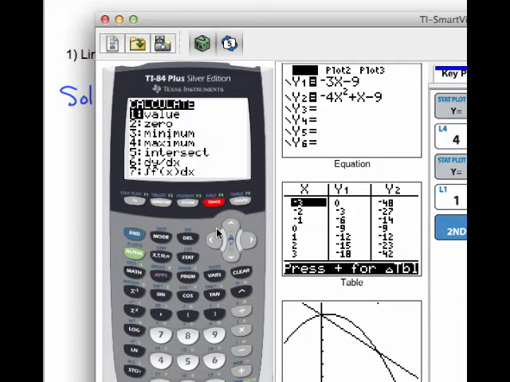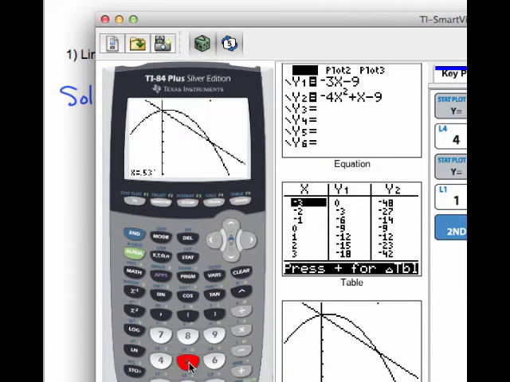Second function trace. You can see I've got 2 points of intersection in this case. The first curve is the line, enter. The second curve is the parabola, enter. Guess. Now the guess just means they want you to move the cursor closest to the point of intersection you want to find. So let's find that one, press enter.